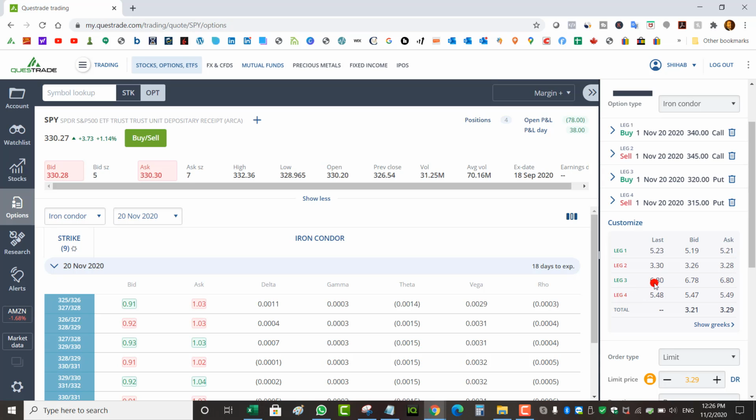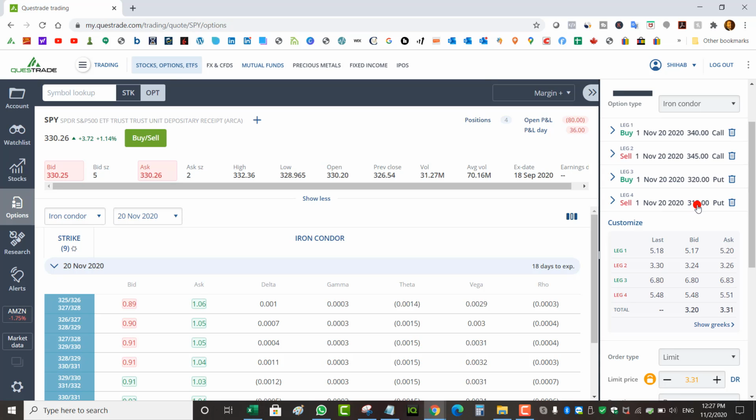So I'm going to have to pay for this. And then same thing on the put side. I'm paying $6.80, but I'm selling for $5.48. So I end up paying a net debit of $1.50 or whatever. So combined, it's a net debit of $3.28. So on the put side, I'm buying the closest put and I'm selling the furthest put. So that's how to buy an iron condor.